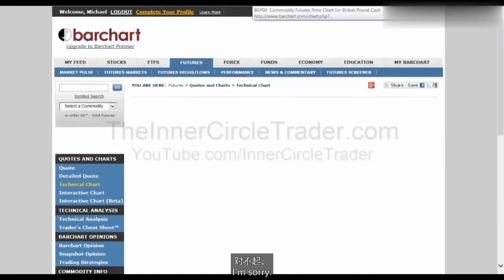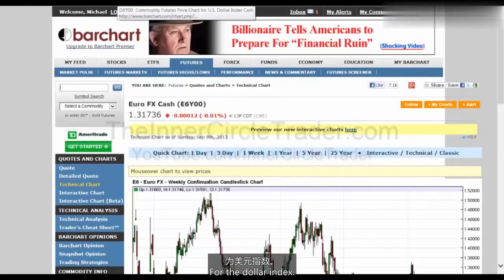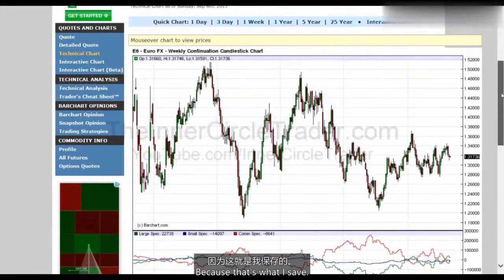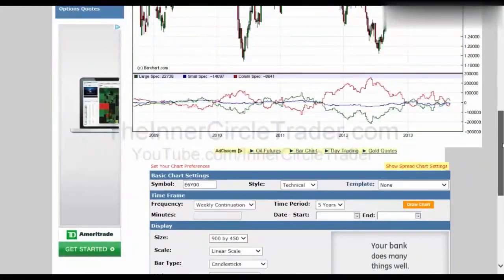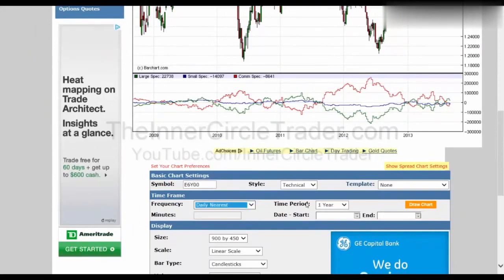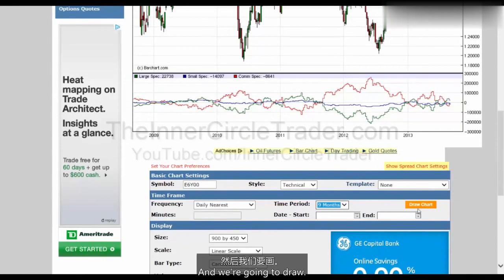Now, obviously, once you open your charts up like this, you're going to want to save them in your favorites tab. I have one for the euro, for the British pound, for the dollar index, and I have one for the 10-year T-note. Here is a weekly because that's what I save, but we're going to go down to a daily, and let's pull up 9 months of it, and we're going to draw the chart.